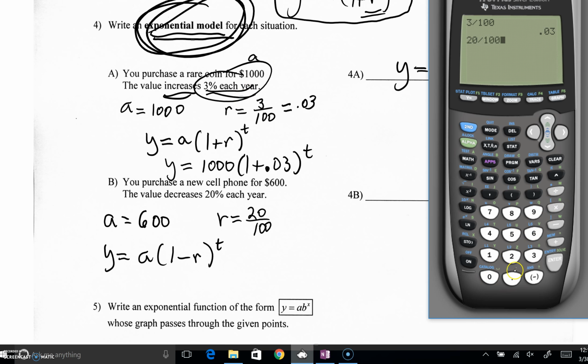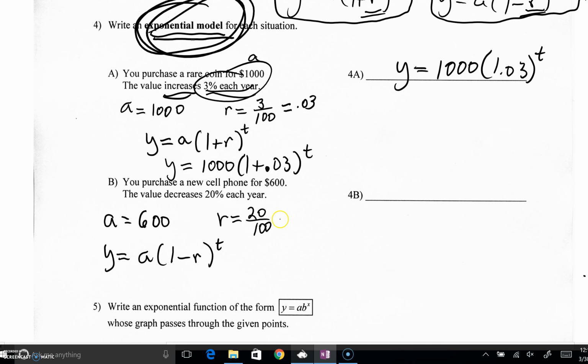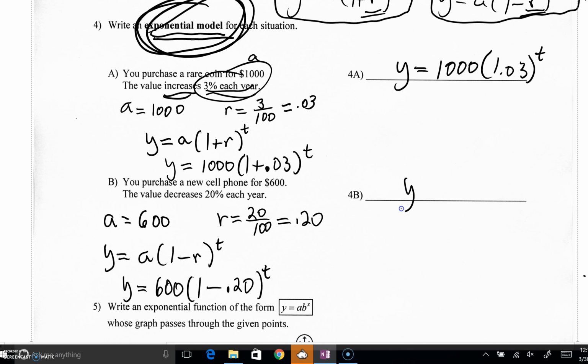You can definitely move your decimal two spaces to the left. But what do we do here? We just write in 600. And then we'll have 1 minus 0.20, bump that up to the t. 1 minus 0.20, however, is going to be 0.80. So we'll have 600 times 0.80 to the t. And that's all you have to do.